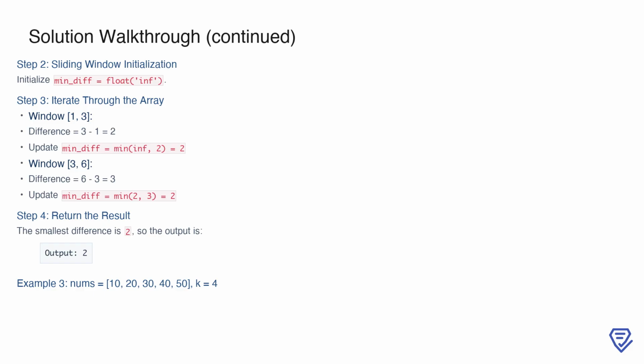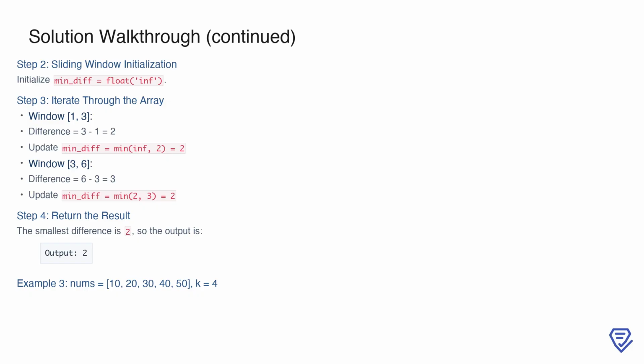Here, we start by sorting the array, which results in nums equals [1, 3, 6]. As before, we initialize min_diff to float('inf'). The first window is [1, 3], where the difference is 3 - 1 equals 2. We update min_diff to the smaller of float('inf') and 2, so min_diff becomes 2.